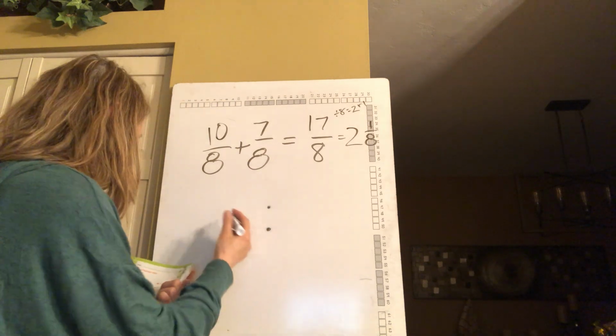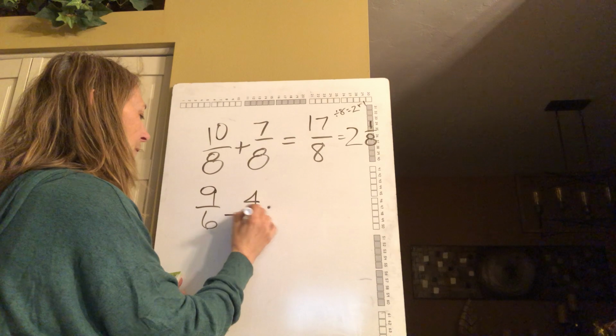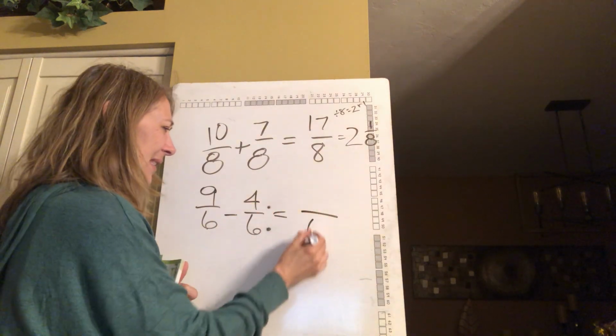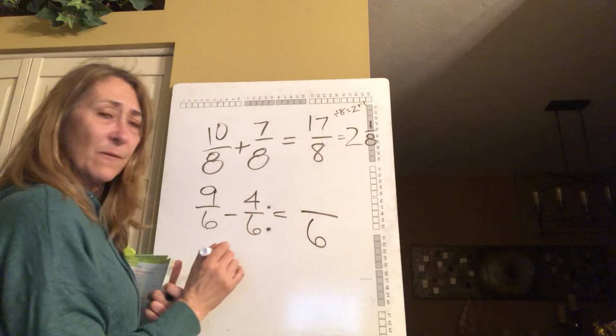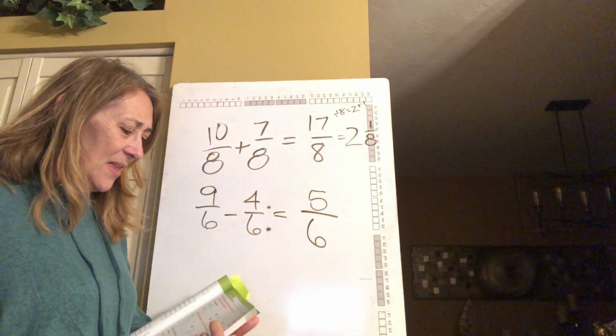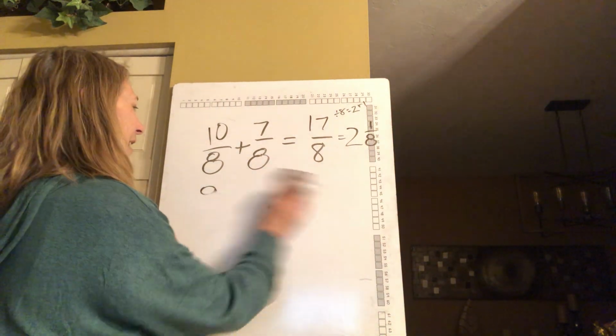Let's try number 5. 9/6 minus 4/6. Bottom denominator is 6, stays the same. 9 minus 4, 5. 5/6. That one was pretty easy. And let's try number 6 together.